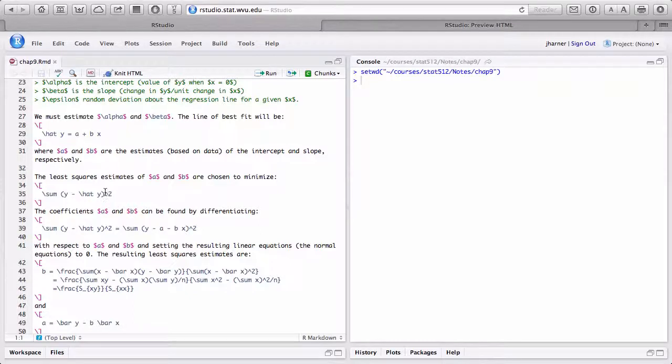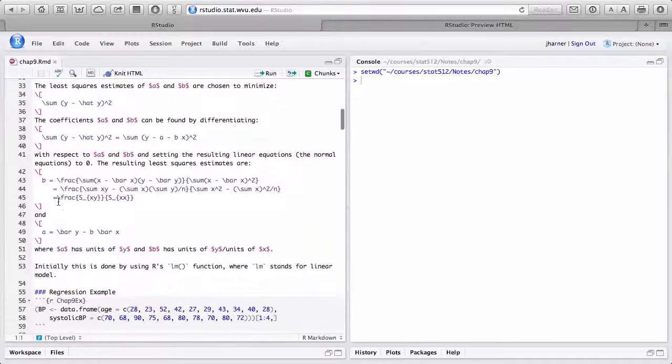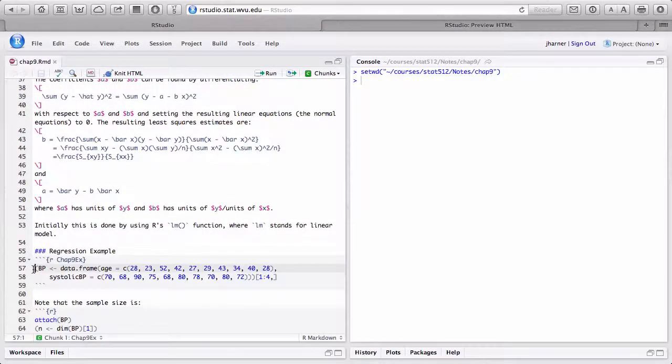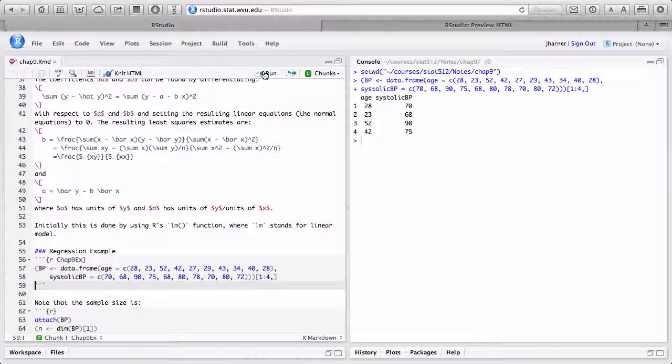But let me get back to this. So what we're doing here now is I'm going to execute, and so I created a data frame called BP.